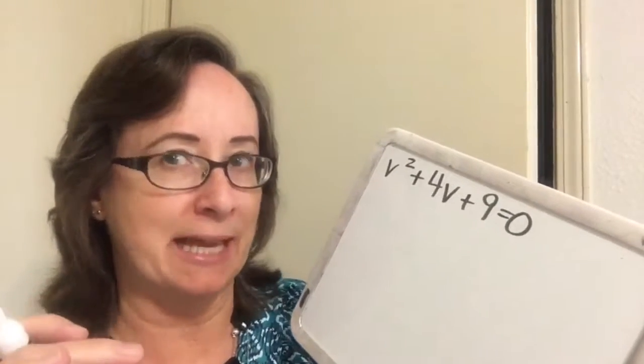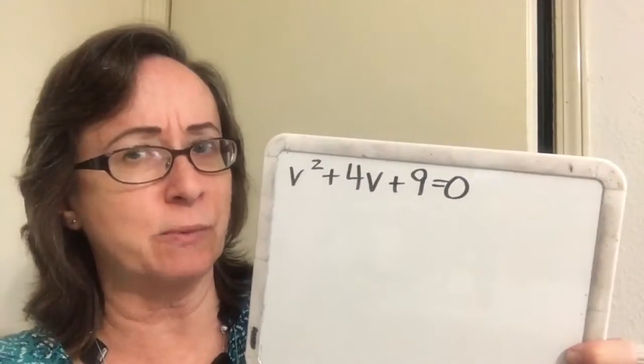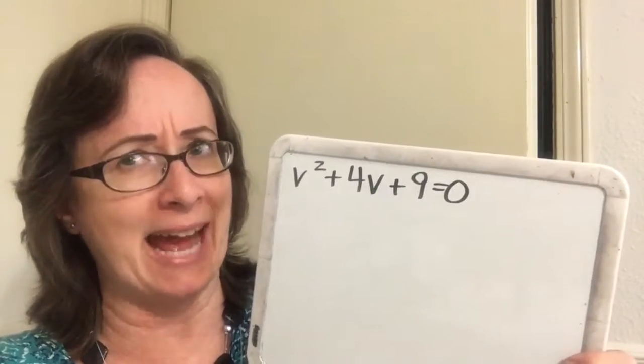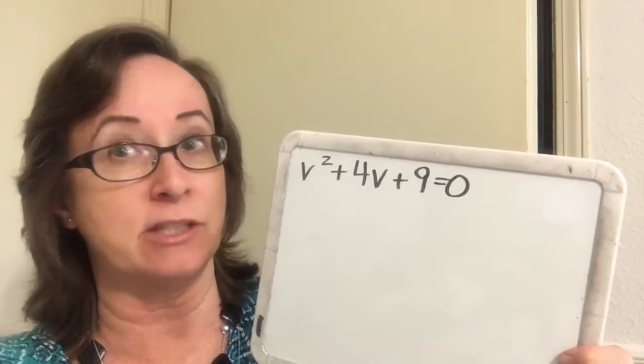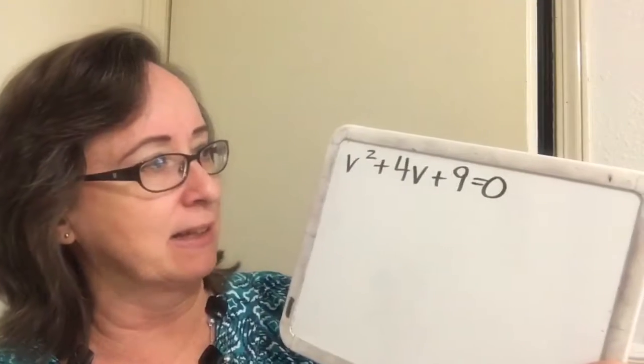Now we're going to use the same process to solve an equation. The cool thing is when we have an equation, we are allowed to add the same thing to both sides without destroying the equation. As long as we do it to both sides, it's legal.